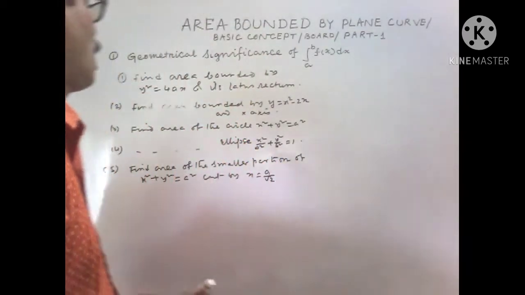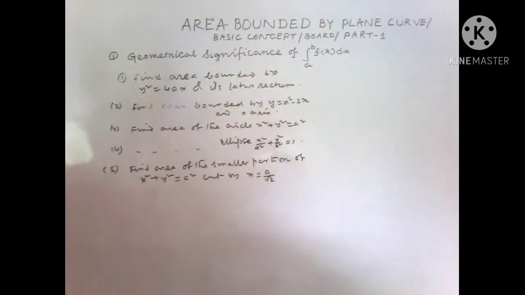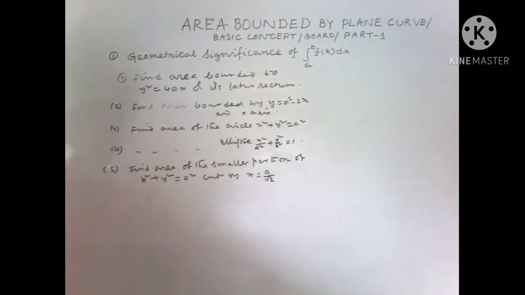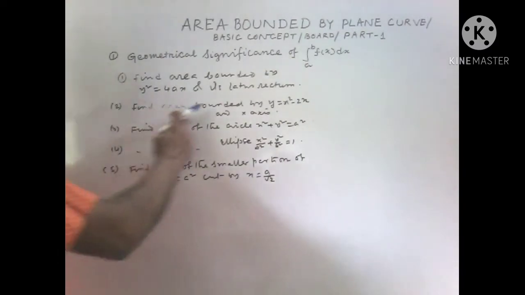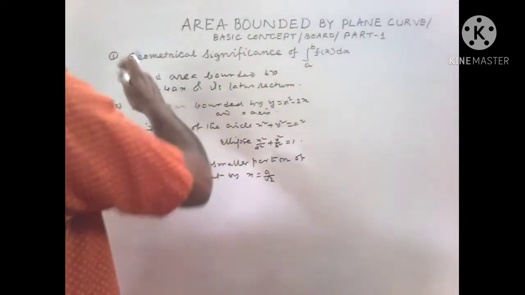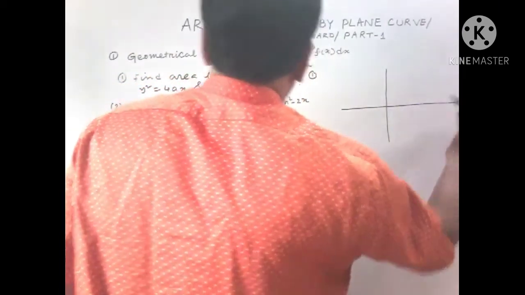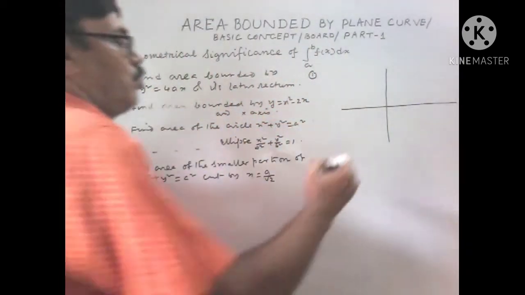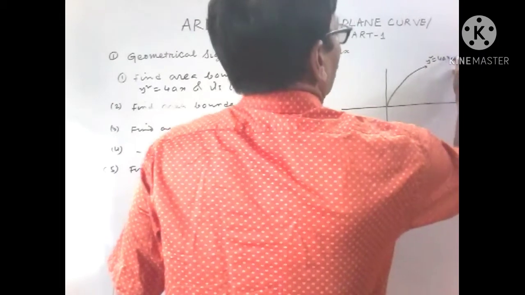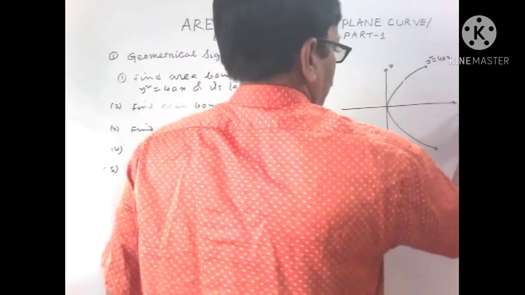Now application. Geometrical significance, that is area. Now application. Find the area bounded by y squared equals 4x and its latus rectum. Find the area bounded by this parabola and the x-axis. So problem number 1. So look, we need the idea of the graph. So this is a rough sketch: y squared equals 4x, parabola, y-axis, x-axis.